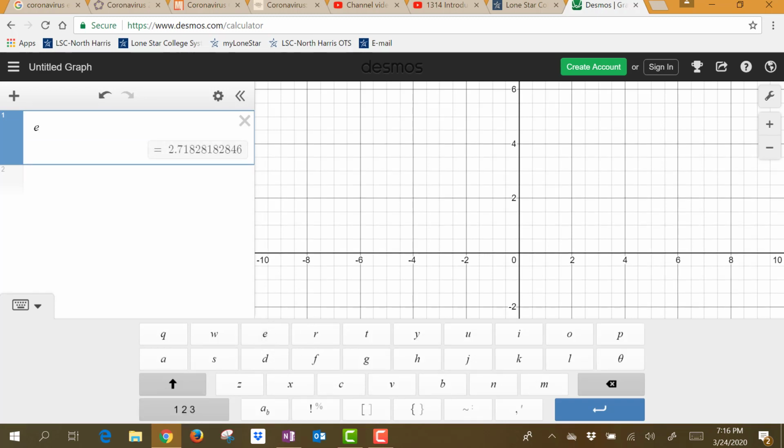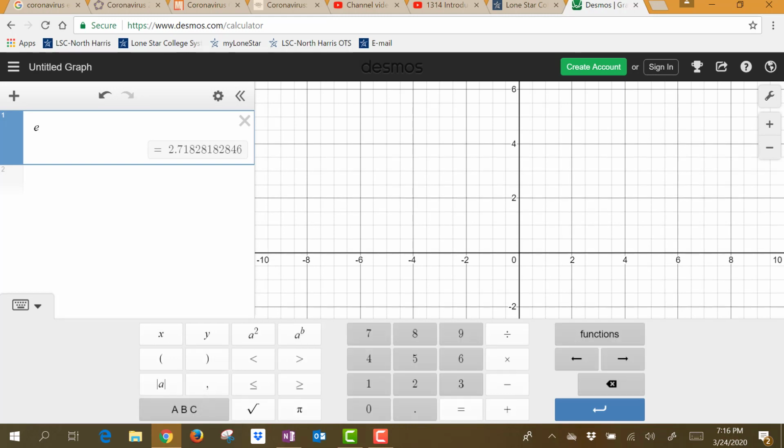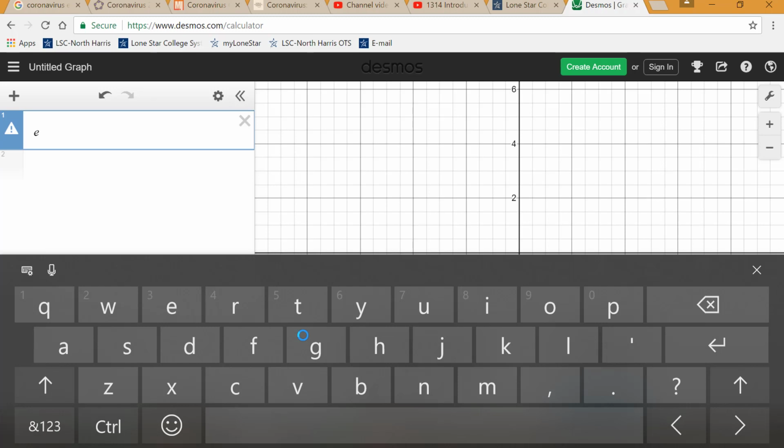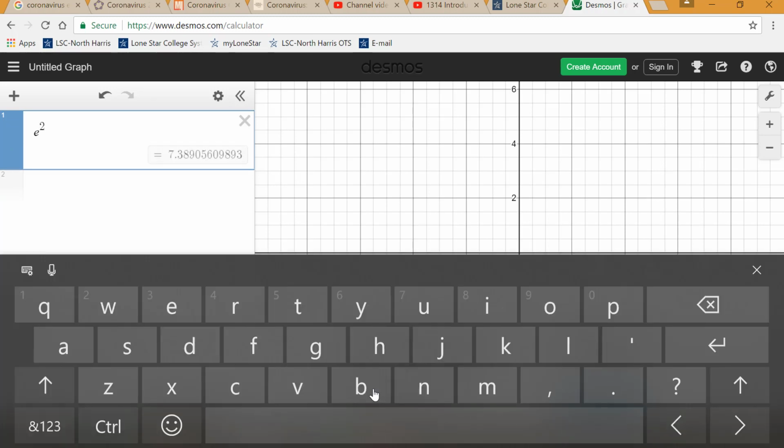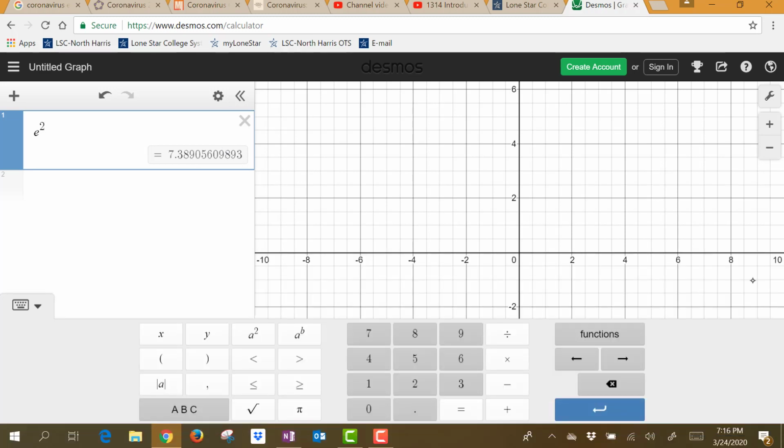And you can raise that to a power. Let's say I want to raise that to a power. You can use this little button right here, A with a B, that'll give you an exponent. Let's put a 2 there. It tells me that e to the power of 2 is approximately 7.38, and so on. We can write that down in our notes. Let's round that, so that's about 7.39.